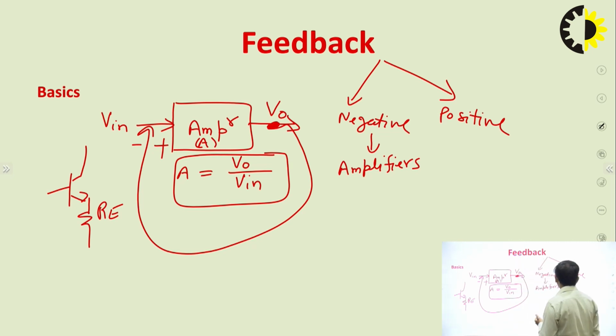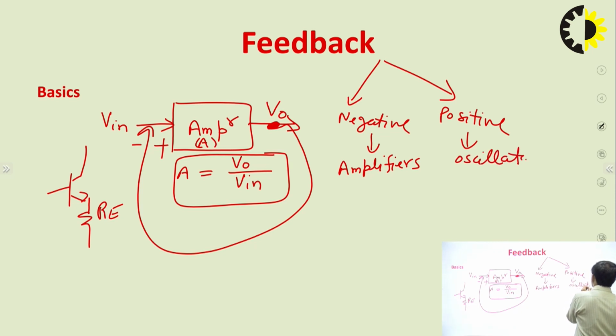As far as positive feedback is concerned, it is used in oscillators. An oscillator is an electronic device which is used to generate a signal of a particular frequency. Like you have seen oscillators in the laboratory also, like the function generator, which can generate sine wave, square wave, triangular wave, etc. Right. So positive feedback is used in oscillators. Here in this lecture, I am focusing on negative feedback.